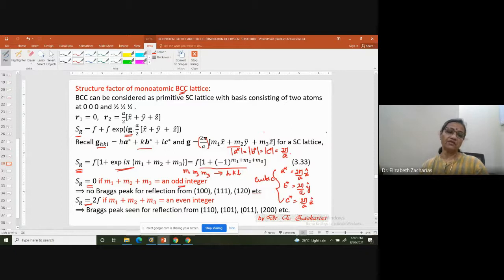H plus K plus L being odd. That means you will not see 1, 0, 0. You won't see 1, 1, 1. You won't see 1, 2, 0. Like this you can go on. Why will you not see this?